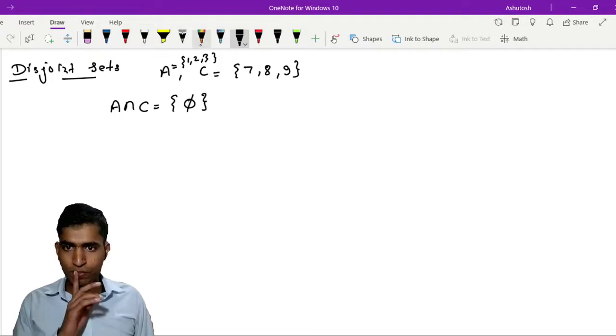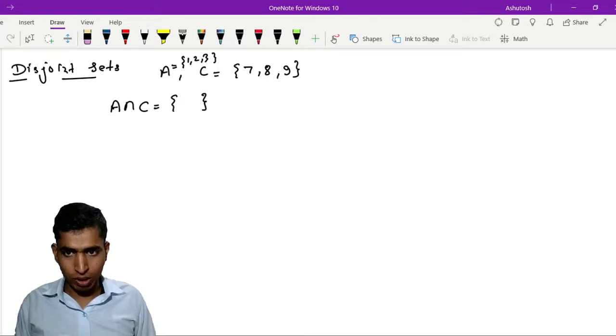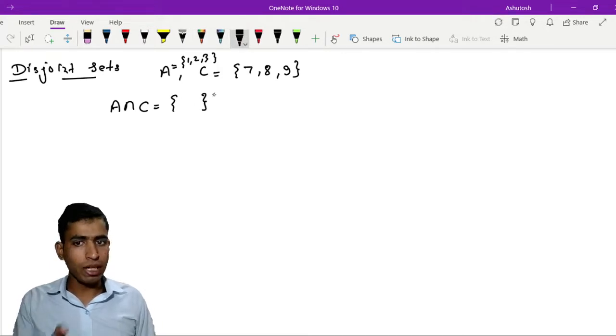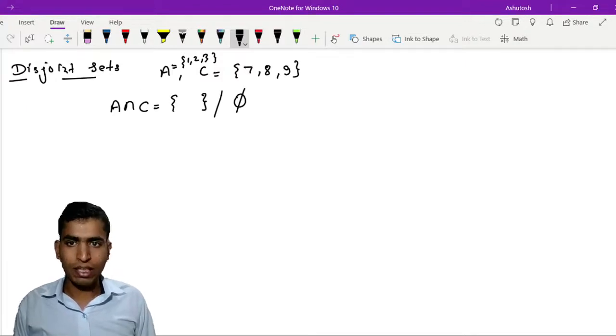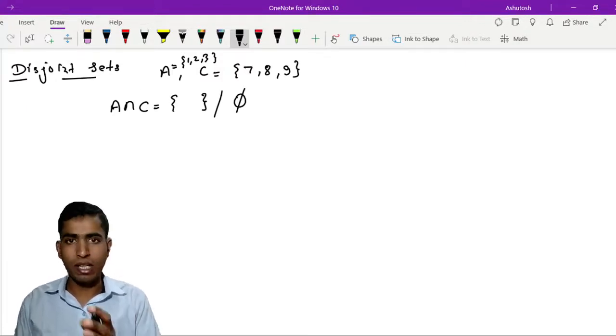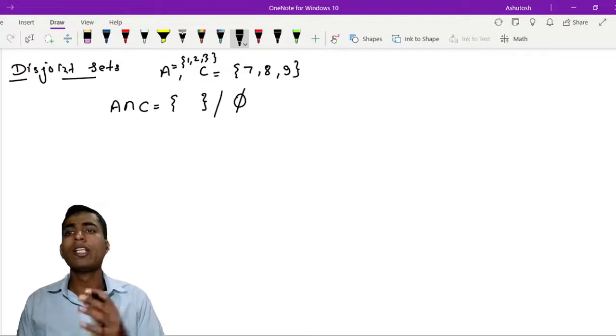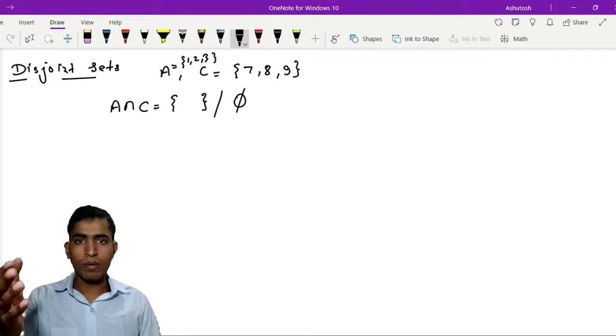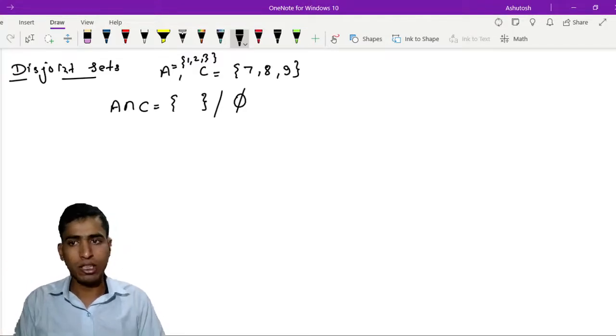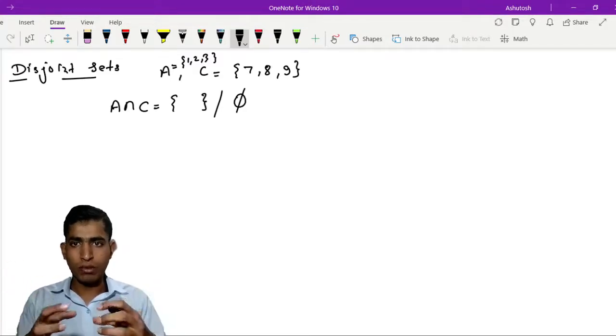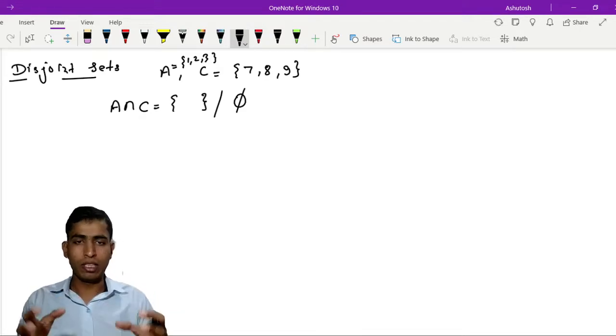It will not be written like that; it will be written this way, as phi. If I write phi here, it means an empty set, with no element in it. So whenever the intersection is phi, these two sets are called disjoint sets, and the meaning of the word says the same: disjoint means not joined by any means.